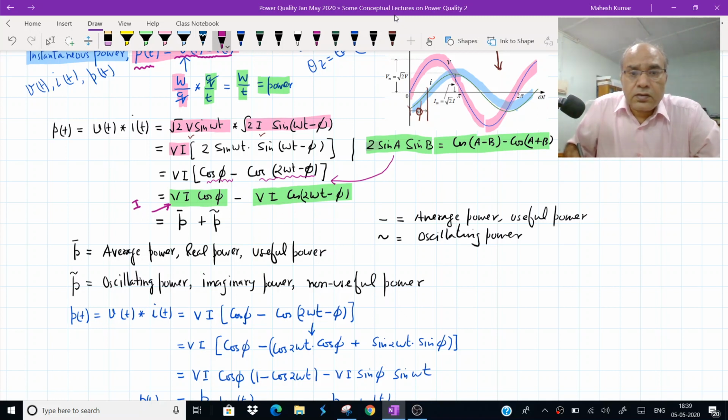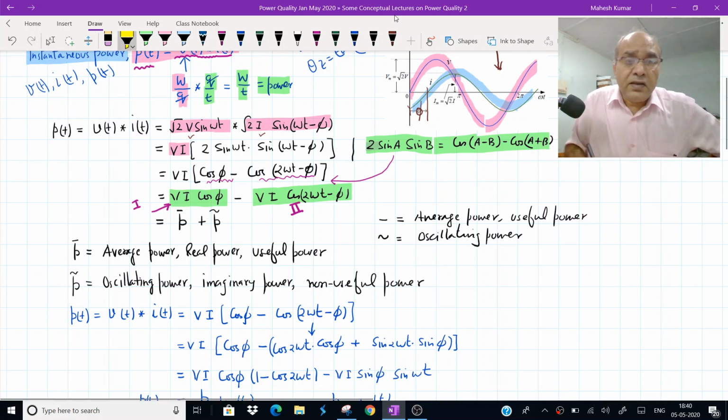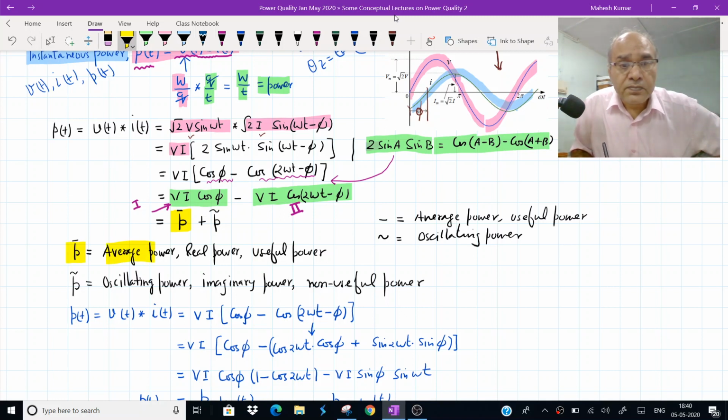Now you can see that the first term is a constant term. V is constant, I is constant, and cos phi is also constant. For a given phi, this is constant. So this is called the average value of instantaneous power, and this is denoted by P bar. Bar means the constant value. So P bar is known as the average power.